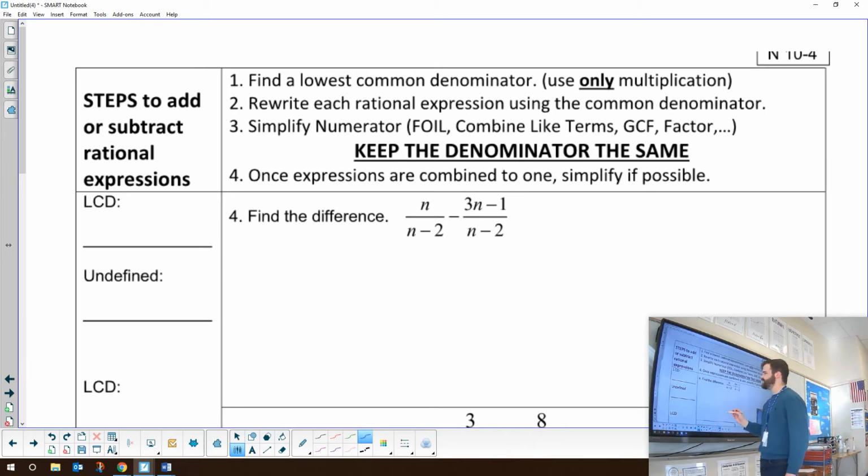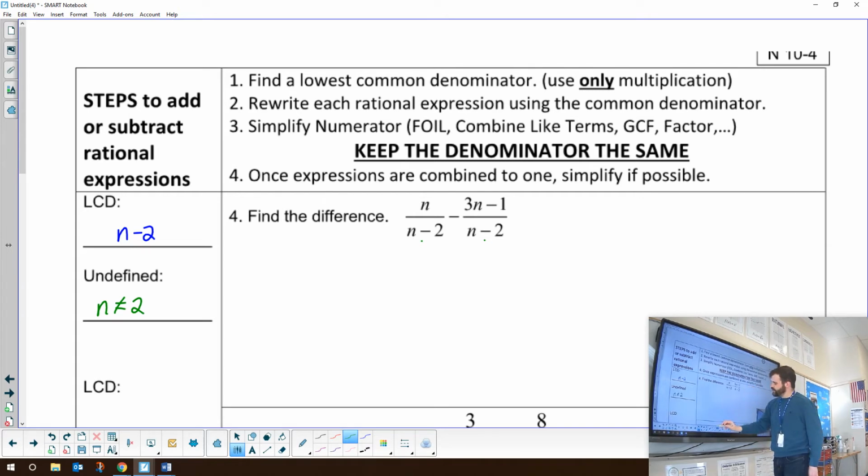This one already has a common denominator, and that is n minus 2. Then, I am going to talk about our undefined. Since I have a common denominator of n minus 2 and n minus 2, we have an undefined of n can't equal positive 2. Then we're going to combine these.